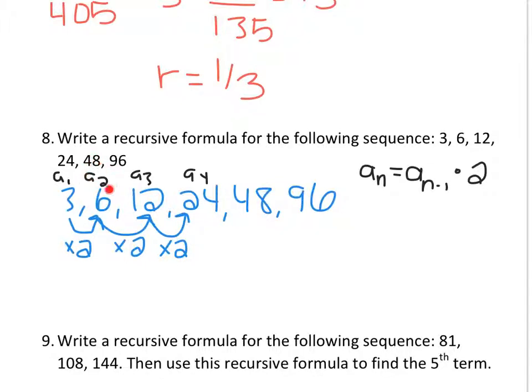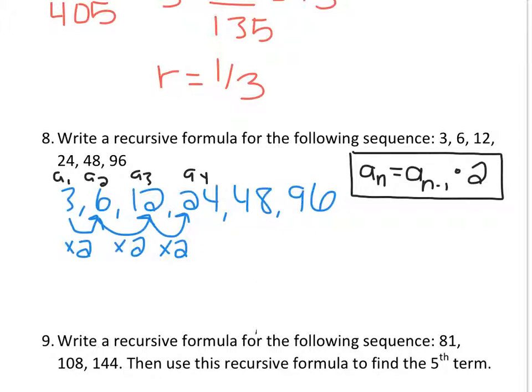So a2, which is 6, can be found by multiplying the previous term, which is a1, by 2. So 3 times 2 would give us 6. a3 can be found by multiplying a2 by 2. a4 can be found by multiplying a3 by 2. And remember, for a recursive formula, you have to know the previous term. Okay?